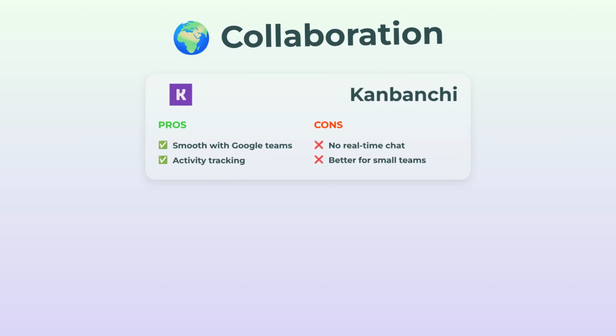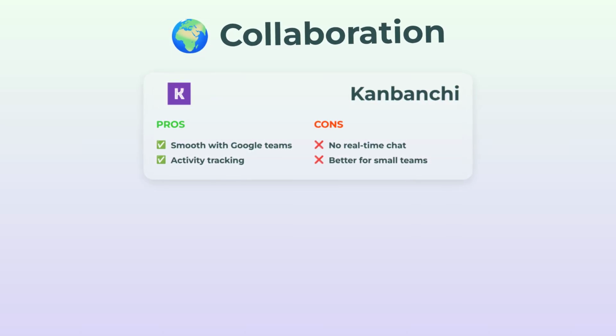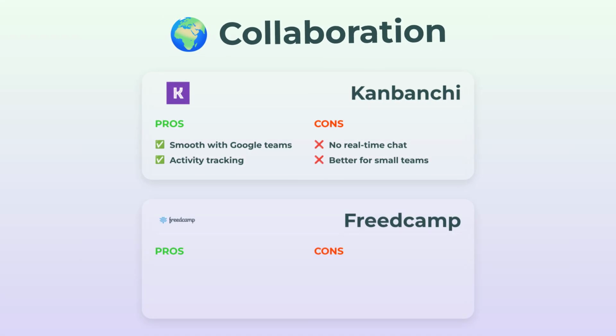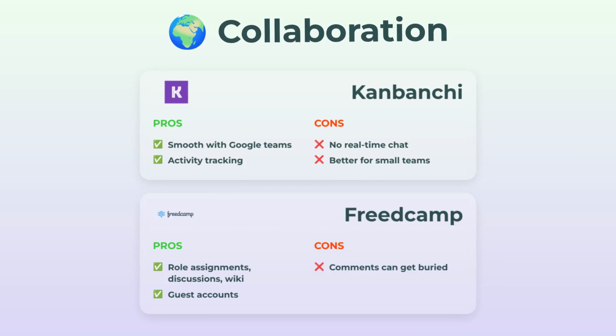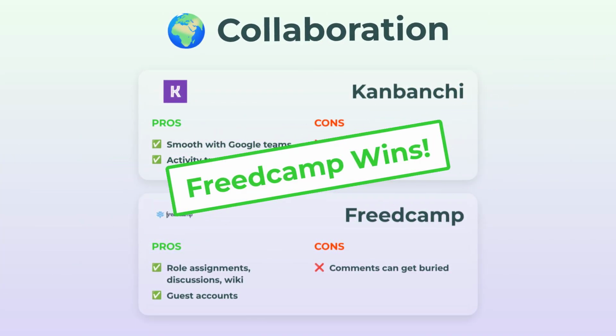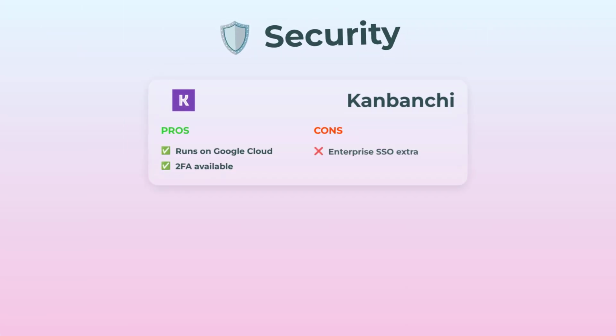Collaboration. Kanbanchi? It's smooth if your whole team is on Google, and it's got activity tracking for days, but no real-time chat or hardcore collaboration features. Definitely feels best for small teams. Freecamp ramps it up: role assignments, project discussions, even a kind of lightweight project wiki, plus guest accounts. It's got those. Comments can bury stuff if you're not careful, but the collaboration vibe is just way more robust. Freecamp easily wins here.